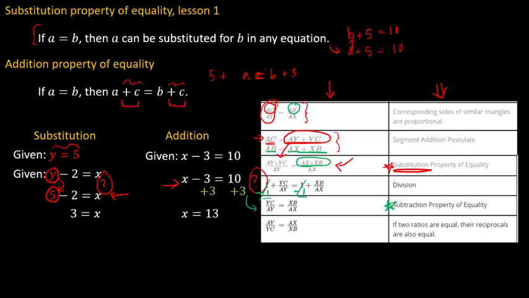So again, make sure that you're aware of these properties and be careful when you label them in your statements for proofs. Again, substitution property, if A equals B, then I can substitute A in for B. Addition property, if A equals B, then I can add some value or some constant or a variable to both sides of the equation, and that relationship will still be true.